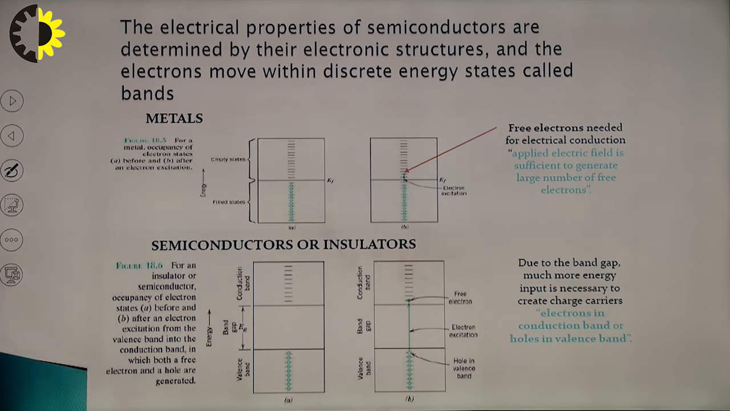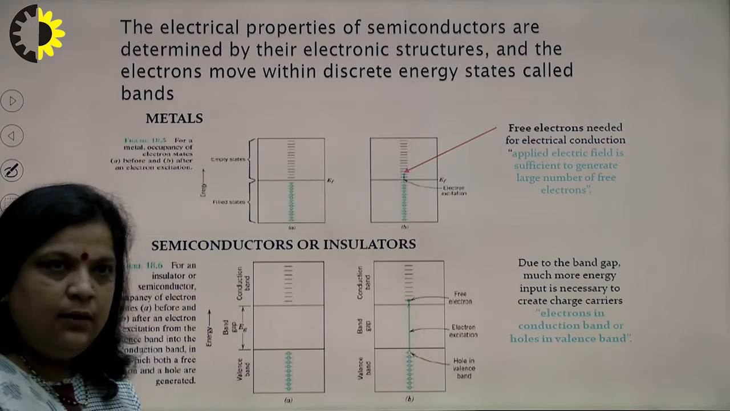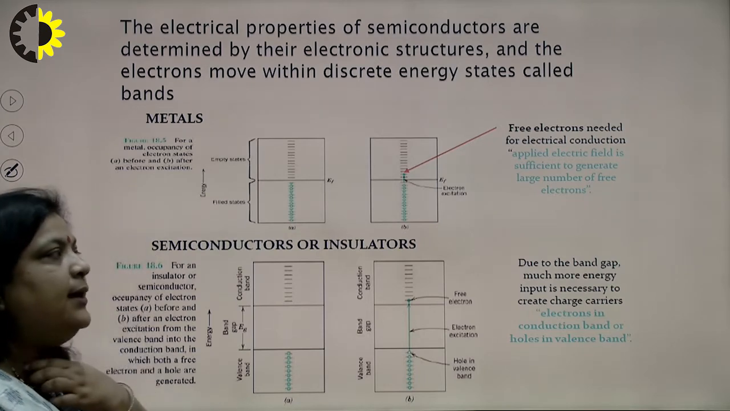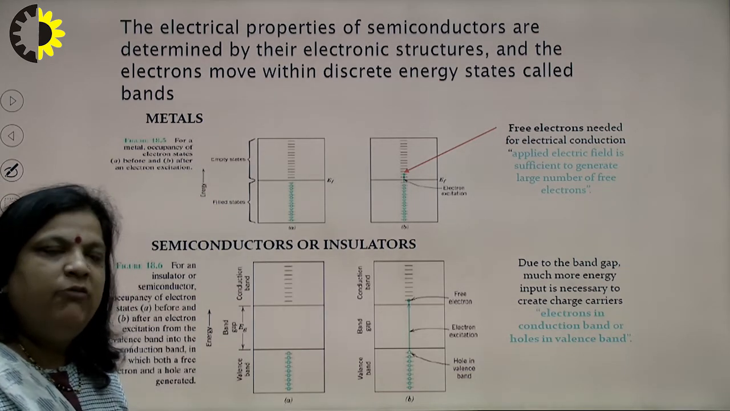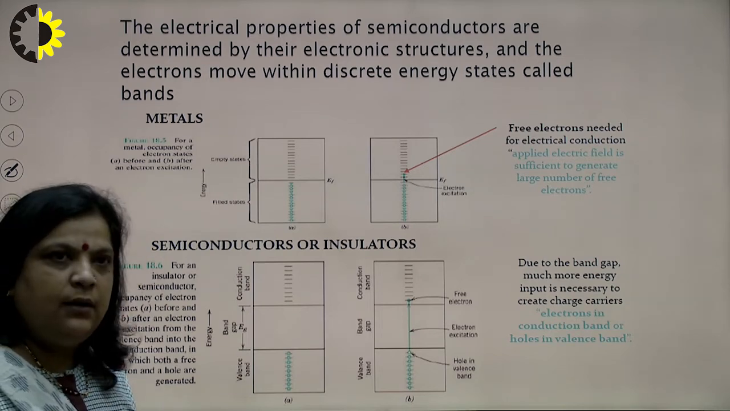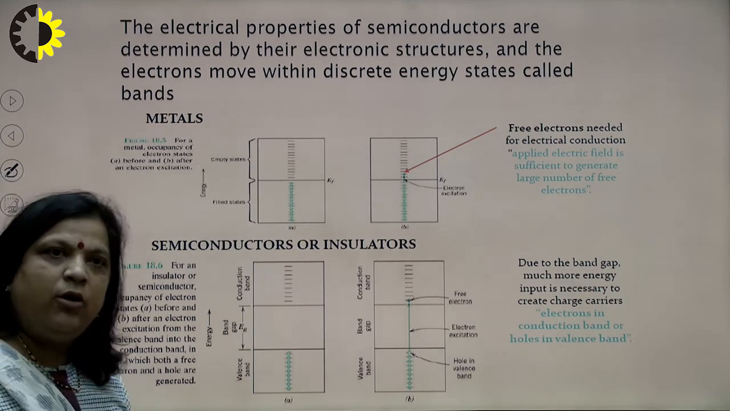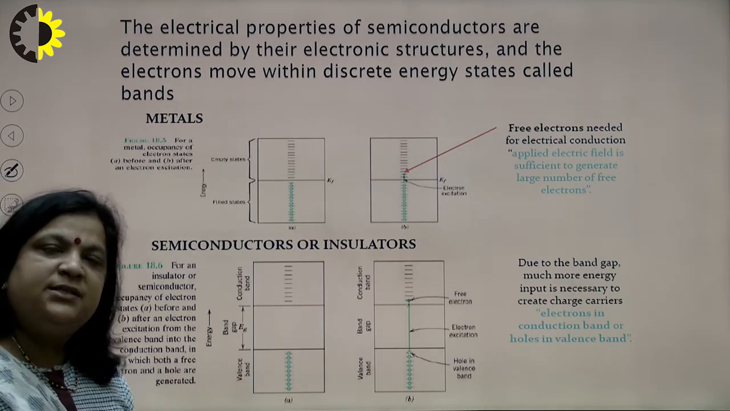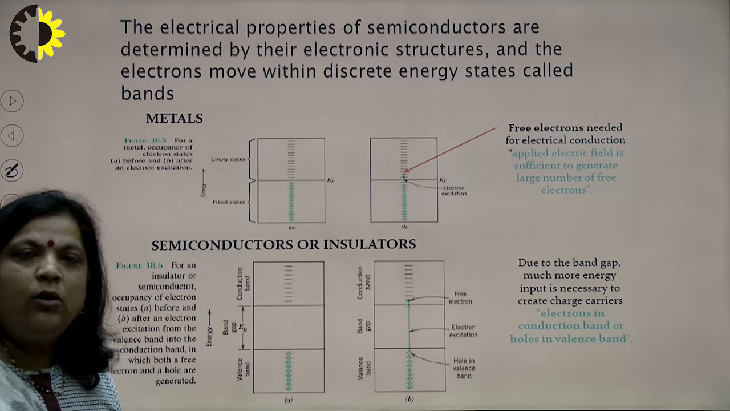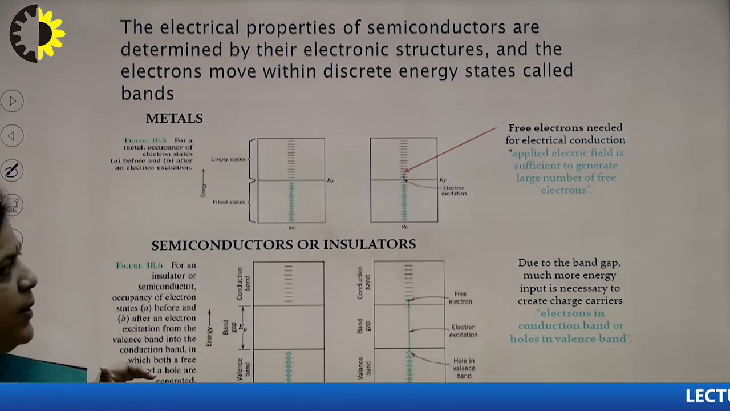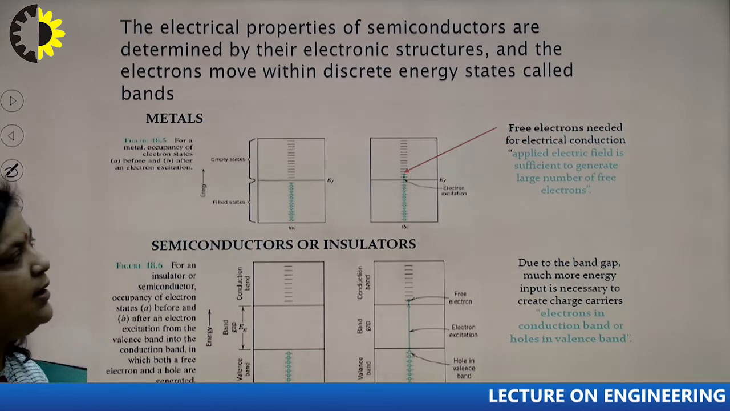This is just information. In molecular orbital theory, for metallic bond, we know that the conductivity is explained by the formation of valence band as well as conduction band. The electrical properties of semiconductors are determined by electronic structures, and electrons move in discrete energy states which are called bands. The band which is formed by valence electrons is termed a valence band, and the next permitted band where the electron can jump is termed a conduction band.